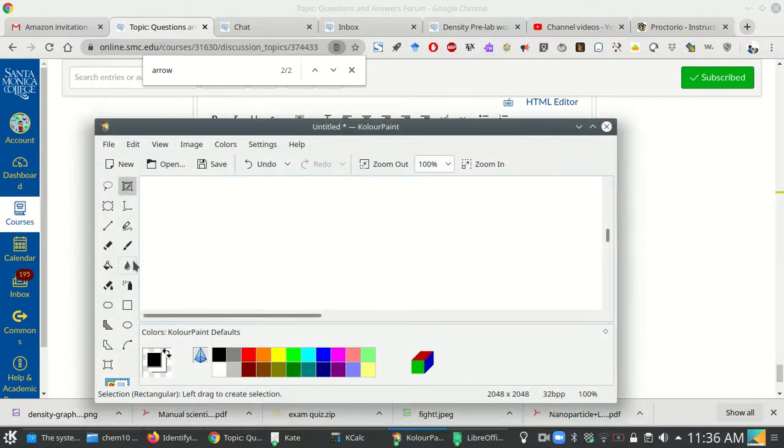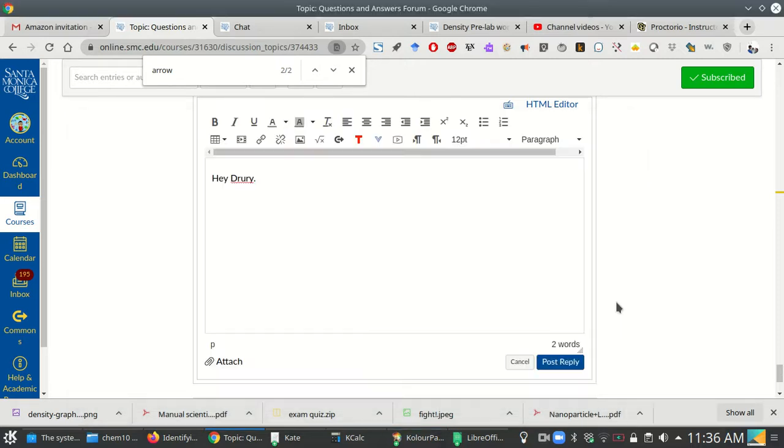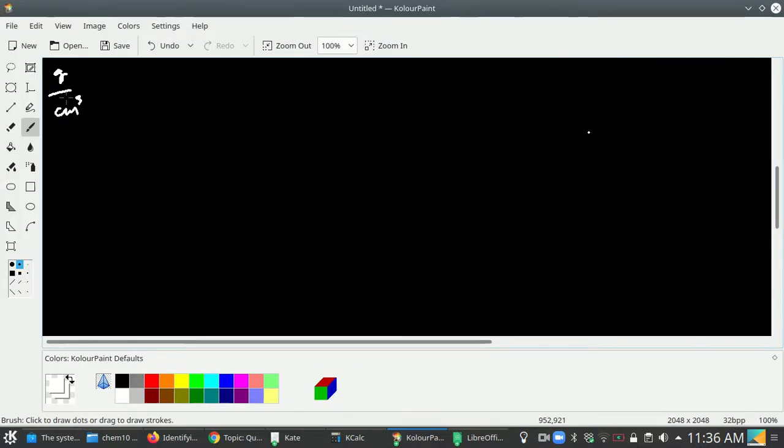Just as an example, I'm going to use Mercury here. We want grams per cubic centimeter. That's what we want. There are many different ways to start the problem, but I like to start with what we want. So how do we get grams?